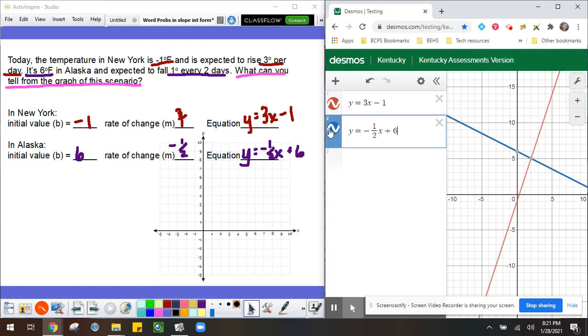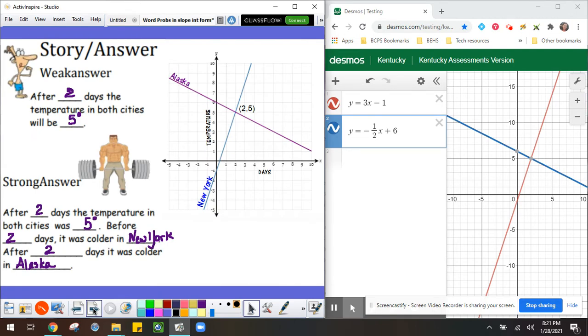So you can see over on the Desmos calculator that we have the two lines crossing. You can put your mouse over where they cross and it gives you the ordered pair (2, 5). What does (2, 5) mean? And underlined in pink, what can you tell from the graph of this scenario? Well, you can tell a few things. The first one I have at the top with this little guy that's supposed to look like he's not very strong, he's weak. You could just say after 2 days, the temperature in both cities will be 5 degrees. That's what (2, 5) means.